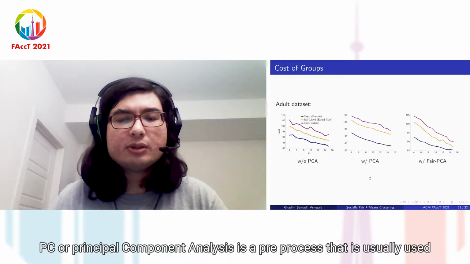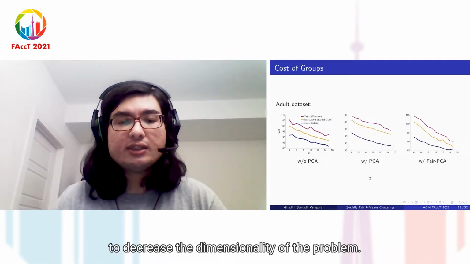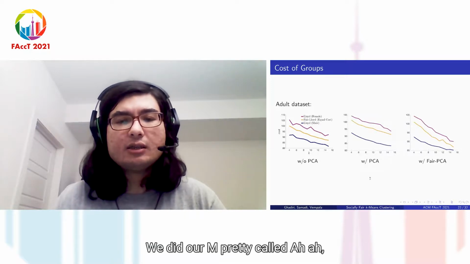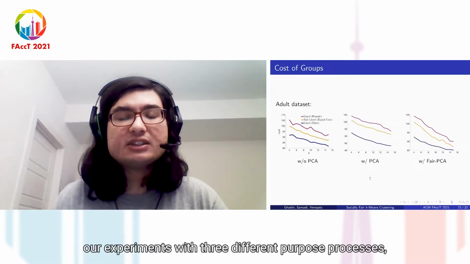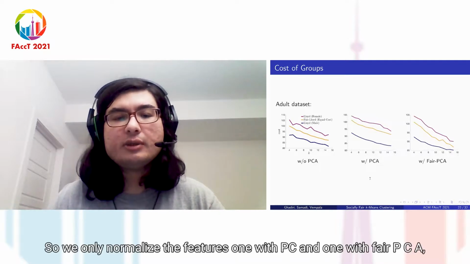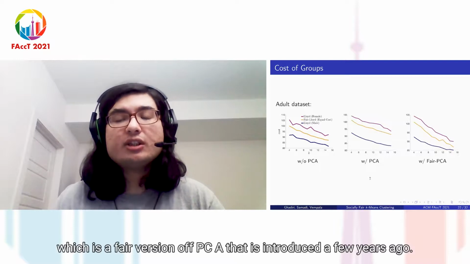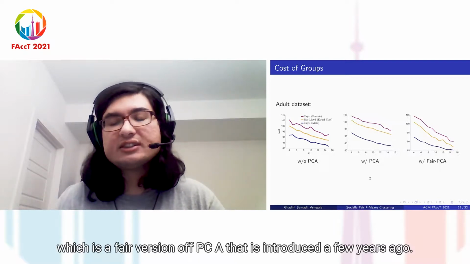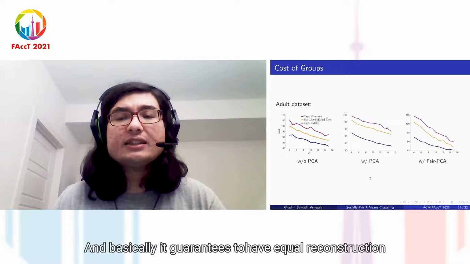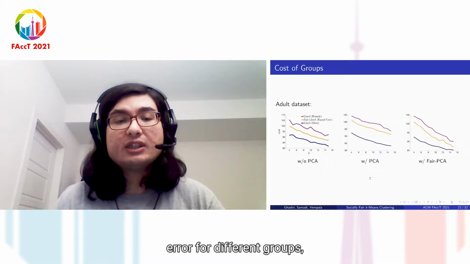PCA, or principal component analysis, is a pre-process that is usually used for k-means to decrease the dimensionality of the problem. We did our experiments with three different processes. One without PCA, so we only normalize the features, one with PCA, and one with fair PCA, which is a fair version of PCA that was introduced a few years ago. And basically, it guarantees to have equal reconstruction error for different groups.